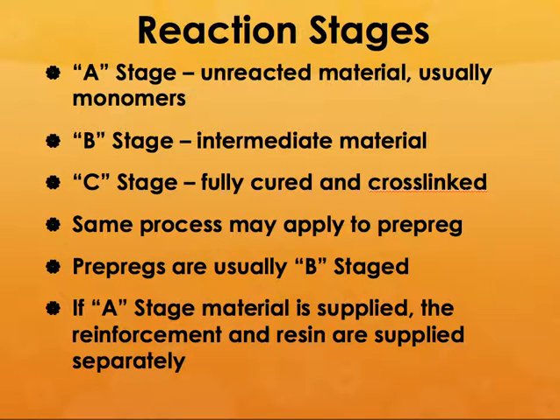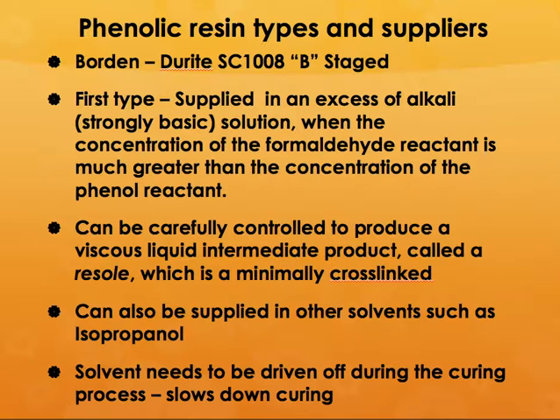So if you have A stage, that is what you start with from the beginning stage. It is totally unreacted material, and they are just usually monomers. B stage is the intermediate material, and C stage is fully cured and cross-linked. So if you have a prepreg, they are usually called B stage. If the A stage material is supplied, then the reinforcement and the resin is supplied separately.